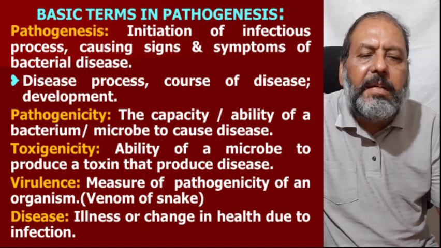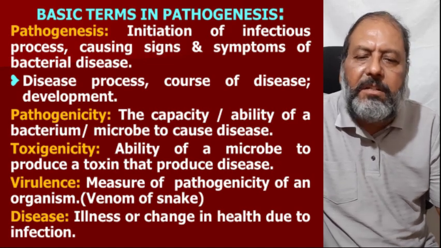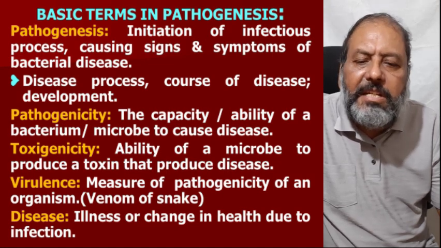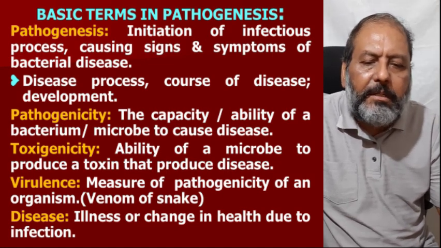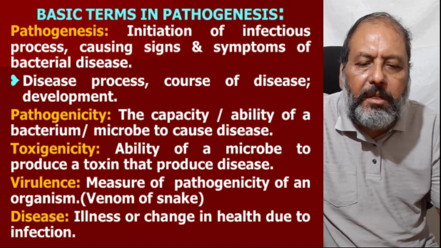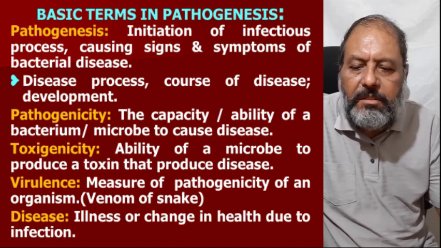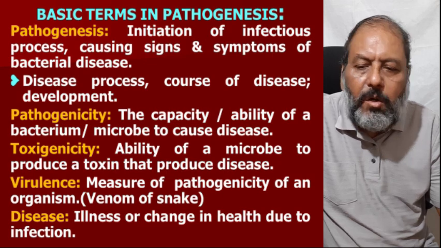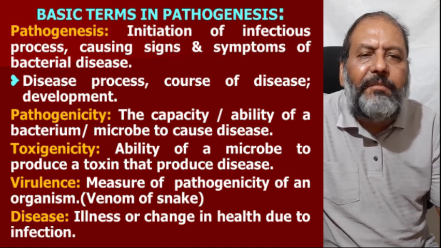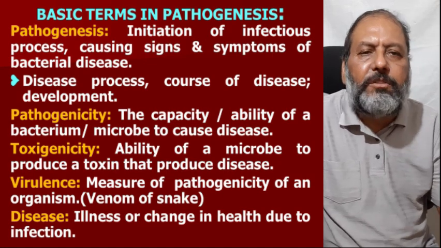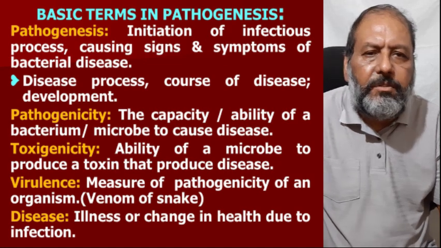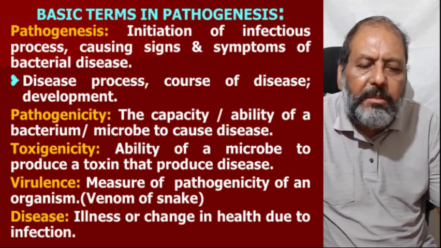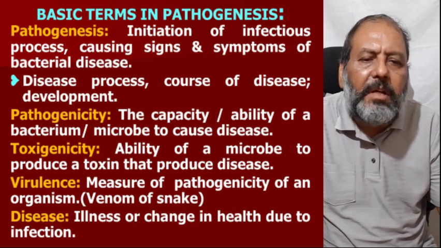Pathogenicity is the capacity or the ability of a bacterium or microbe to cause disease. Toxigenicity is the ability of the microbe to produce a toxin that produces disease. Virulence is the measure of the pathogenicity of an organism, like the venom of a snake, how dangerous and poisonous it is. Disease is illness or a change in health due to infection.